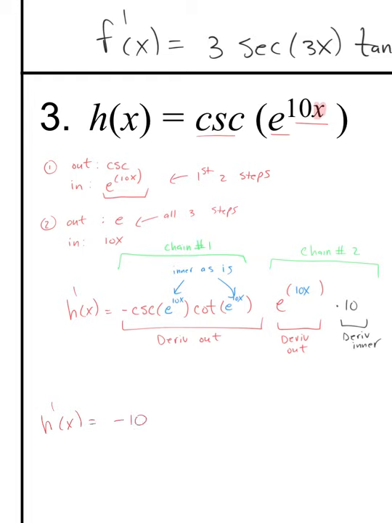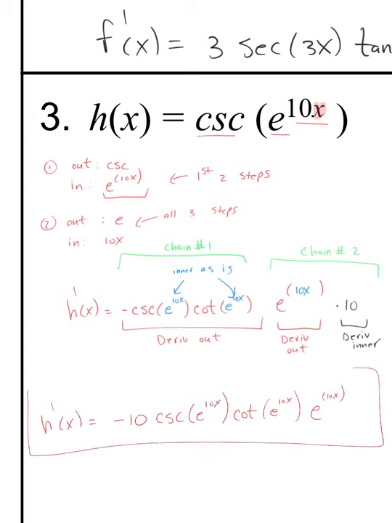We still have a cosecant of e to the 10x. We have a cotangent of e to the 10x. And we have a plain old e to the 10x. You can't combine any of those e to the 10x's because one is inside the cosecant, one is inside the cotangent, and this one isn't. So there you have it.